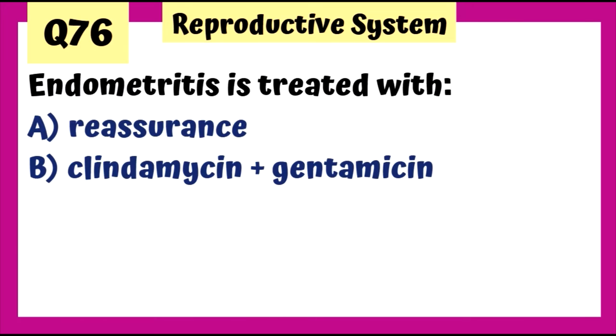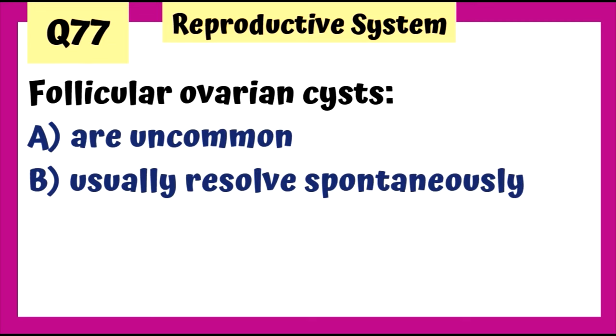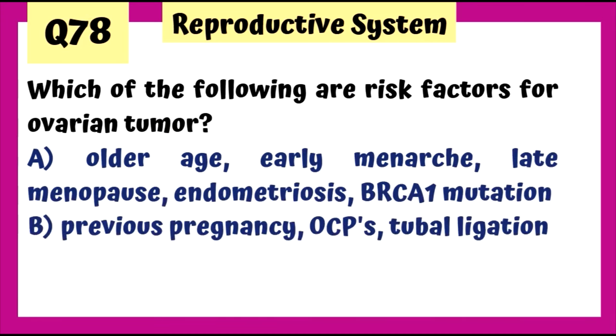Endometritis is associated with, well, actually, I'm going to skip this question because it's not worded the way I wanted it, but it's clindamycin and gentamicin for endometritis. Question 77, follicular ovarian cysts are definitely common and they resolve spontaneously, all right? Question 78, which of the following are risk factors for ovarian tumor? The answer is more ovulations, more ovarian cancer. So older age, they've had more menstrual cycles. Early menarche, late menopause, more menstrual cycles. Endometriosis and BRCA1 mutation are all associated with ovarian tumor. If a woman has taken OCPs or she's had previous pregnancies, she has lower risk for ovarian tumor.